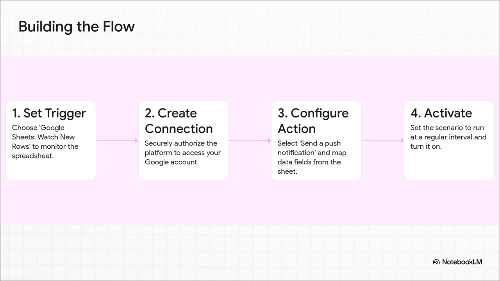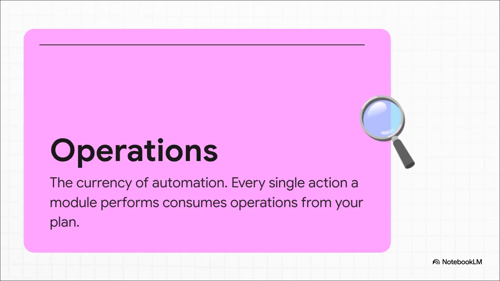That's it, it's live. Now, every little step in that workflow we just built has a cost. And this brings us to a super important concept: operations. Just think of them as the currency of automation. Every single action a module takes, reading one row, sending one notification, that consumes one operation. It's how these platforms measure usage and, well, how they structure their pricing.